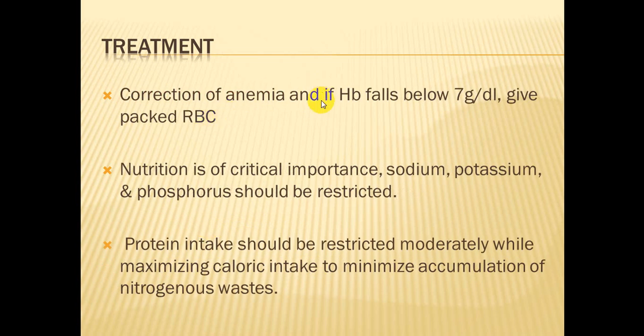Correction of anemia if hemoglobin is less than 7 grams per deciliter. The nutritional side is critically important. Sodium, potassium, and phosphorus should be restricted. Protein intake, which is the source of the urea, should be restricted moderately while maximizing calories, to minimize the accumulation of nitrogenous waste products.